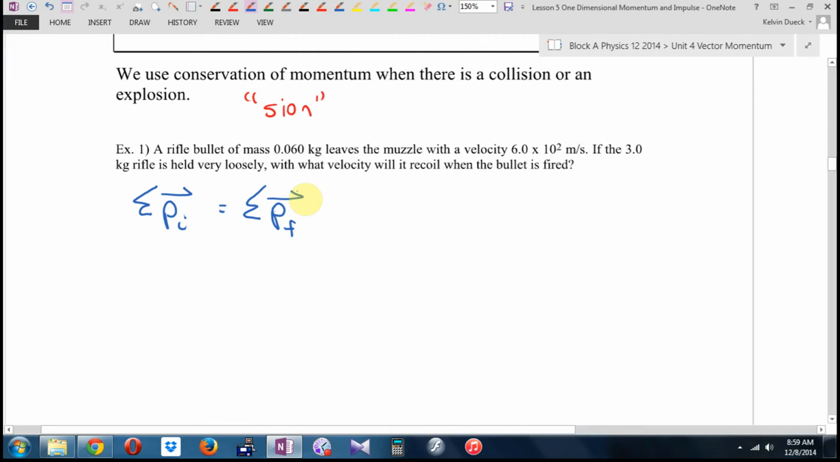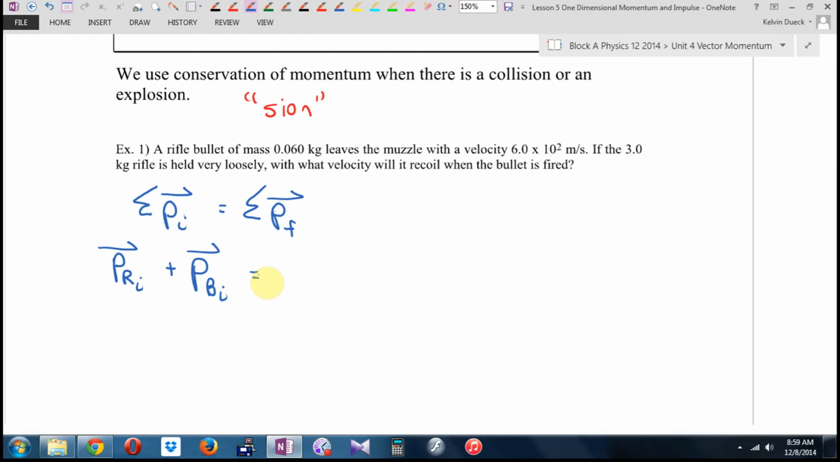Really what we're talking about is this: the momentum of the rifle initial combined with the momentum of the bullet initial has to equal the momentum after. So we have a rifle, we have a bullet. We pull the trigger. Bang! After the explosion, what's moving? The rifle, the bullet, or both? I think both. Stuck together or separate?